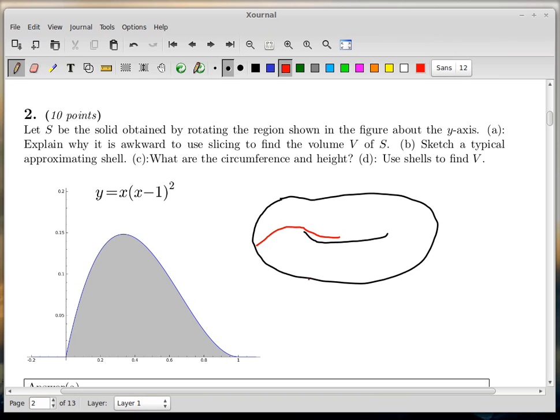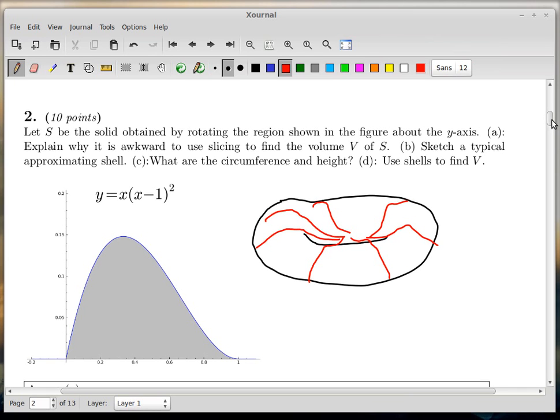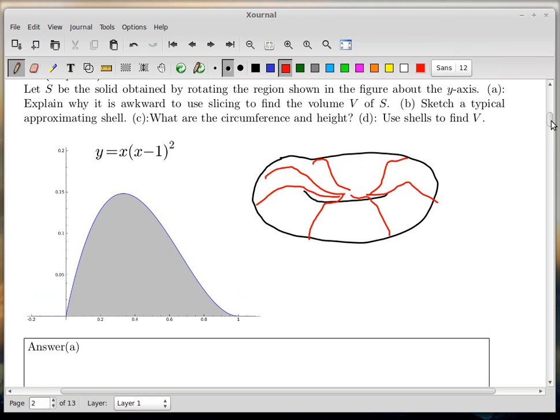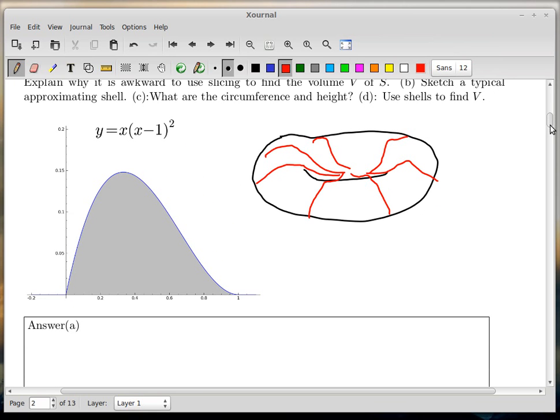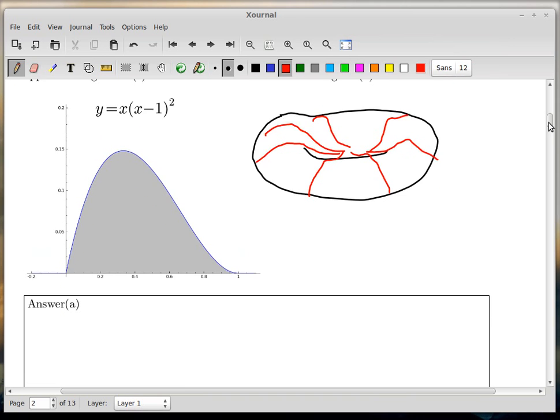Sounds like a good name for an alt country song, Central Depression. So it goes kind of like this, right? I'm sure my drawing is not great, but this is kind of what it's going to look like in 3 dimensions. And it's also a little bit disgusting, like somebody stomped on an eyeball or something.